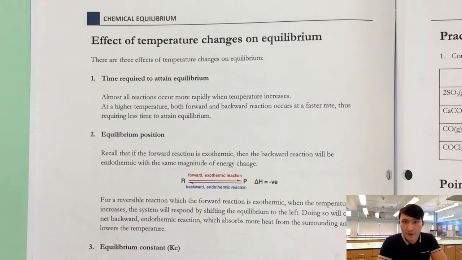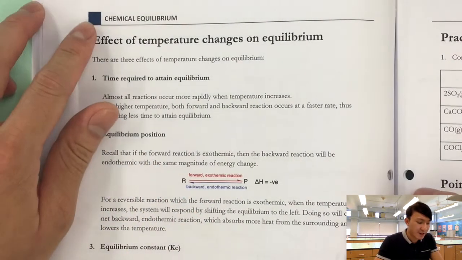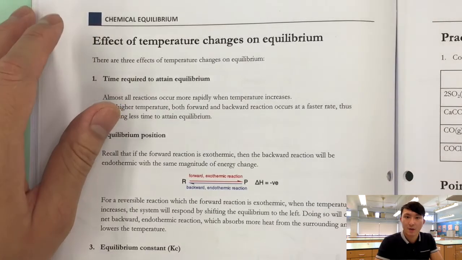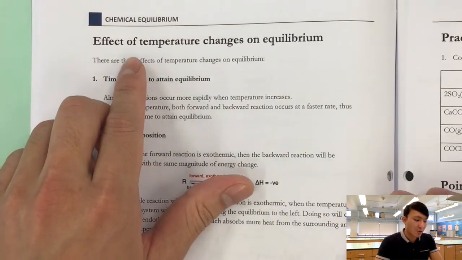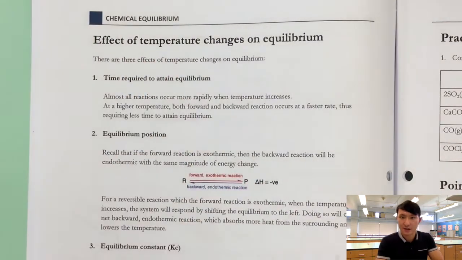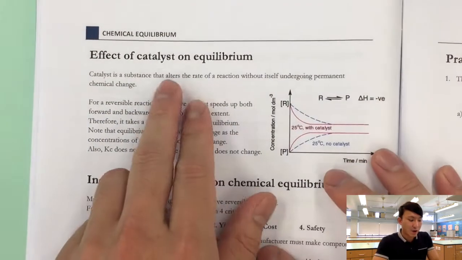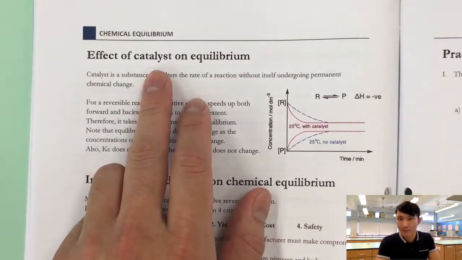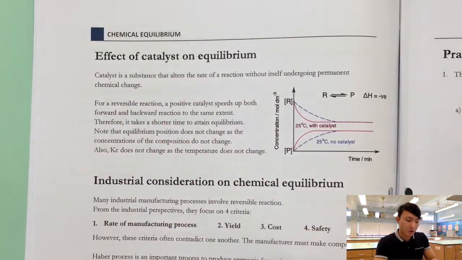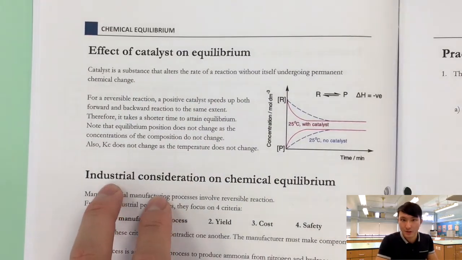Hi, in this video I'm going to continue on the topic chemical equilibrium, and here we will be talking about how the temperature change affects the equilibrium as well as how the catalyst affects the equilibrium. After that, we will also talk about some industrial consideration when it comes to equilibrium.